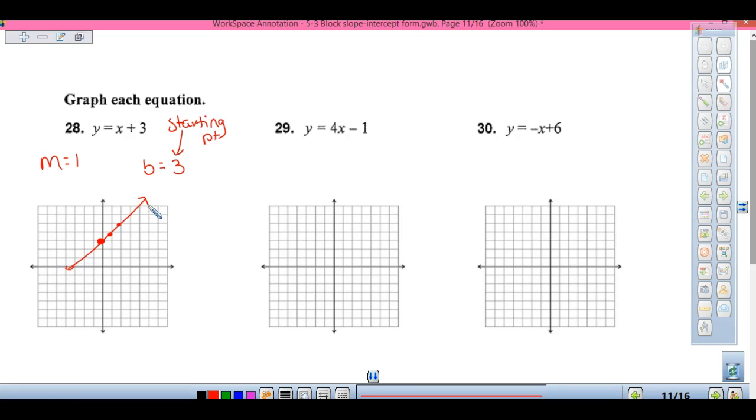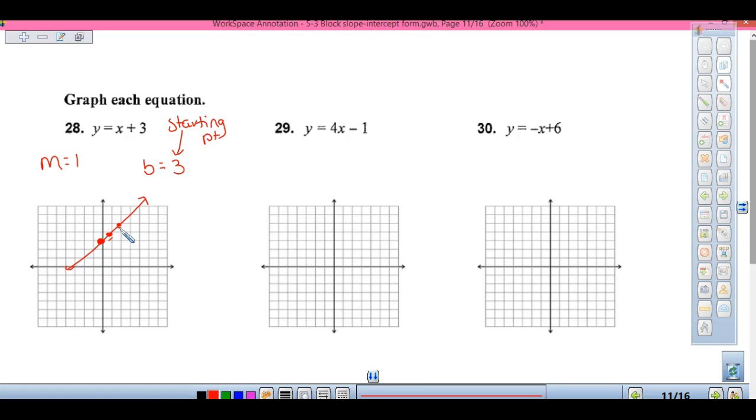Our starting point was 3, so we started at 3, and since our slope is 1, this means to go up 1 and over 1. So from 3, I go up 1 and over 1, and I make another point, and then from that point, I go up 1 and over 1, and make a point. Because I'm requiring 3 points to draw a line. So 1, 2, 3. You can do more, but you need at least 3.